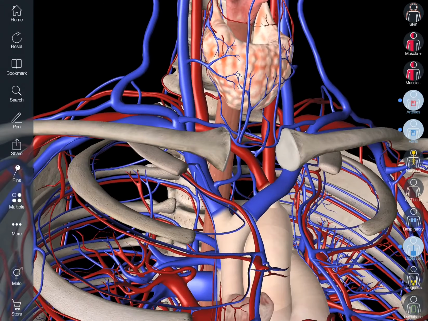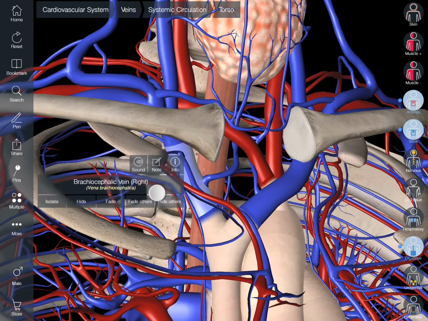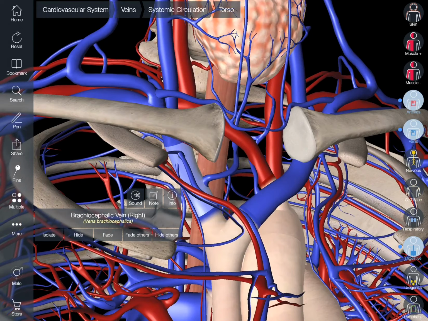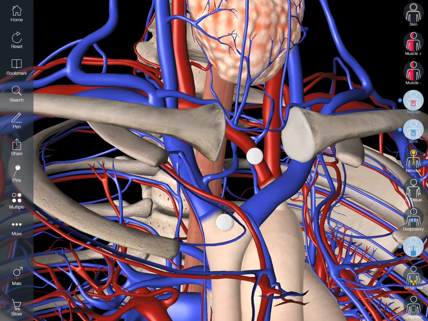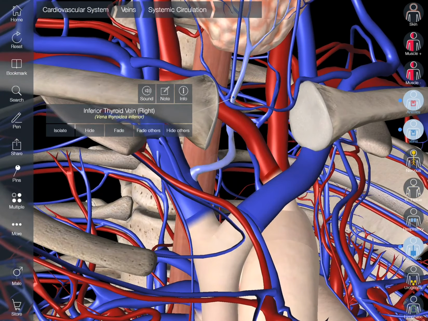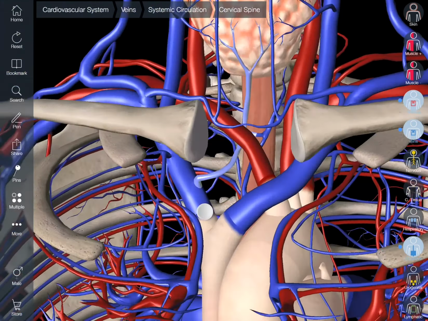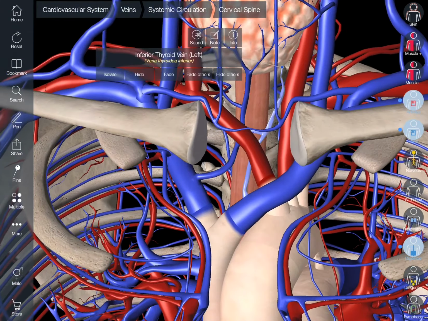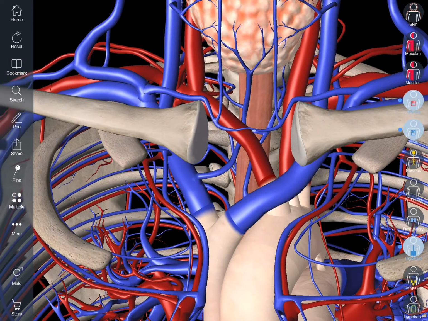So here, from the brachiocephalic vein, apart from having the two major branches, which were the subclavian and the internal jugular veins, we also have the inferior thyroid vein. Of course, this is the right one, and the left inferior thyroid vein comes from the left subclavian vein, of course, as you can expect.